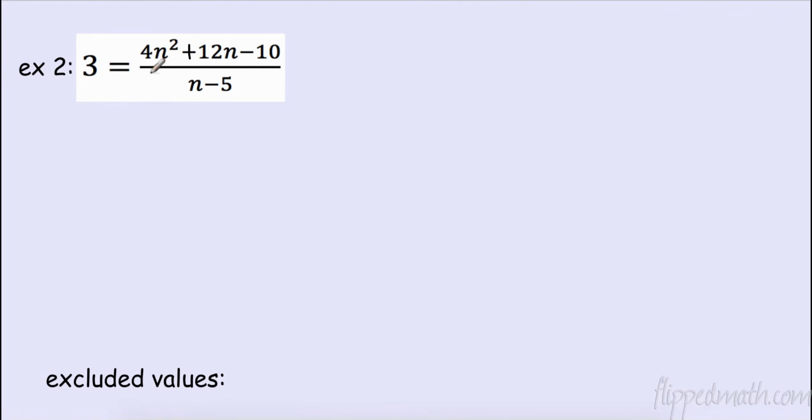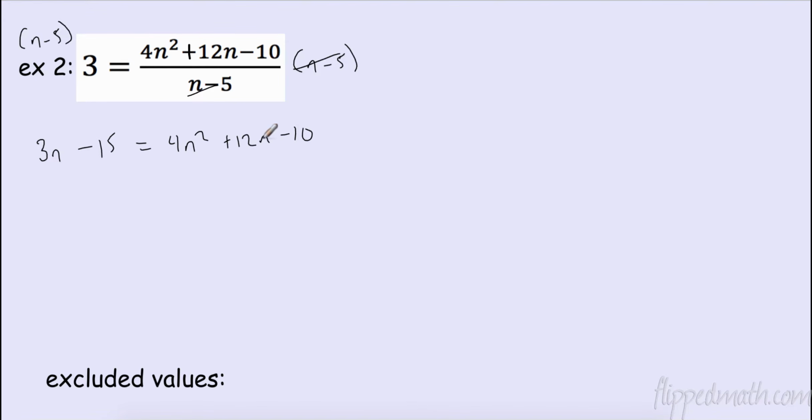All right, so let's try this one. We have on the denominator, we're dividing by n minus 5. So I'm going to multiply both sides by n minus 5. That cancels on this side. So now I have 4n squared plus 12n minus 10 equals 3 times n minus 5. So 3 times n is 3n. 3 times negative 5 is negative 15.